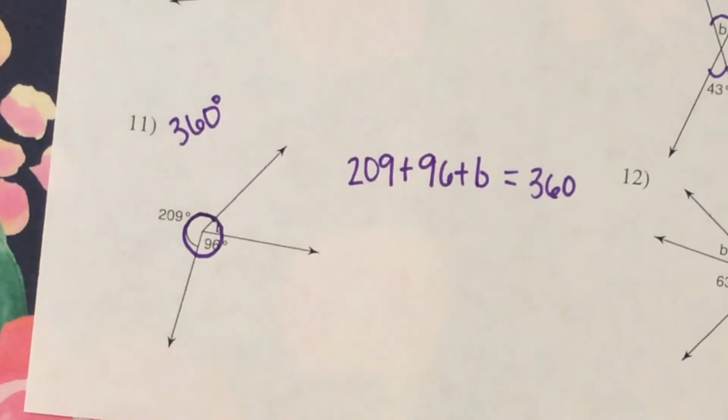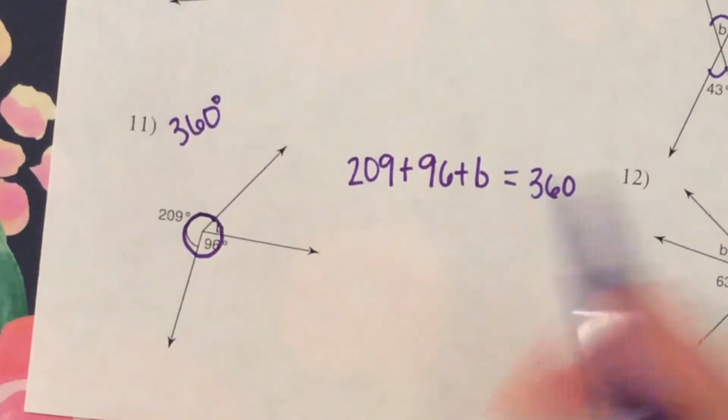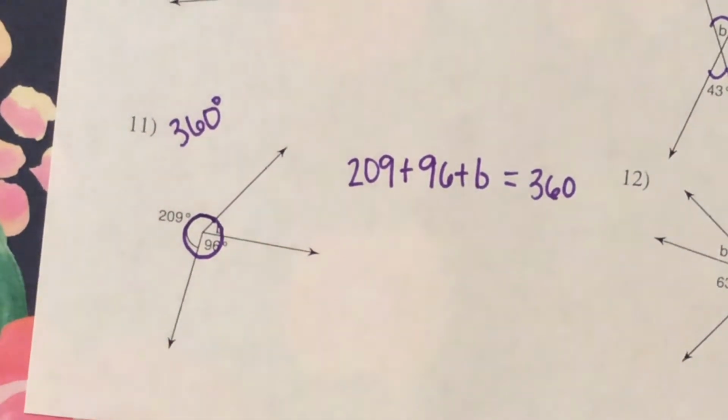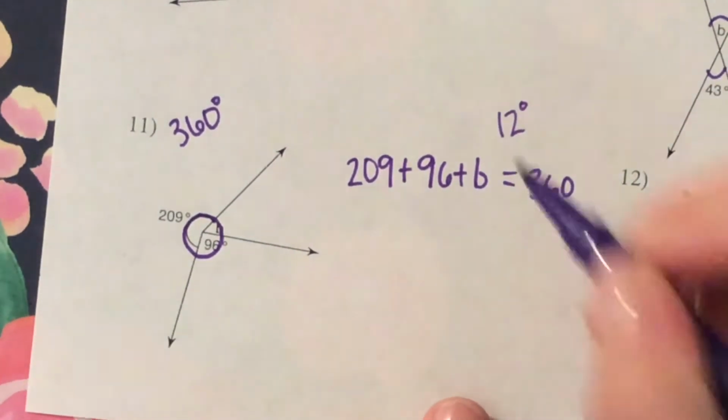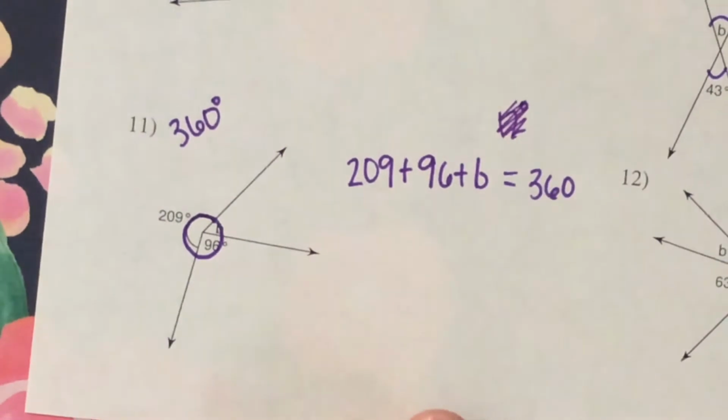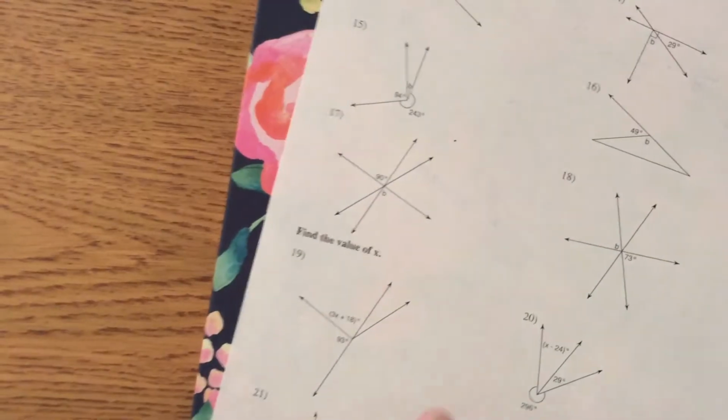Also, be sure that when you solve for B, let's say on this one the answer was 12, and I honestly don't know what it is, you would put 12 degrees because it's an angle. Okay, but I really don't know what it is, so I'm going to scratch that out. Let's go to the back side.